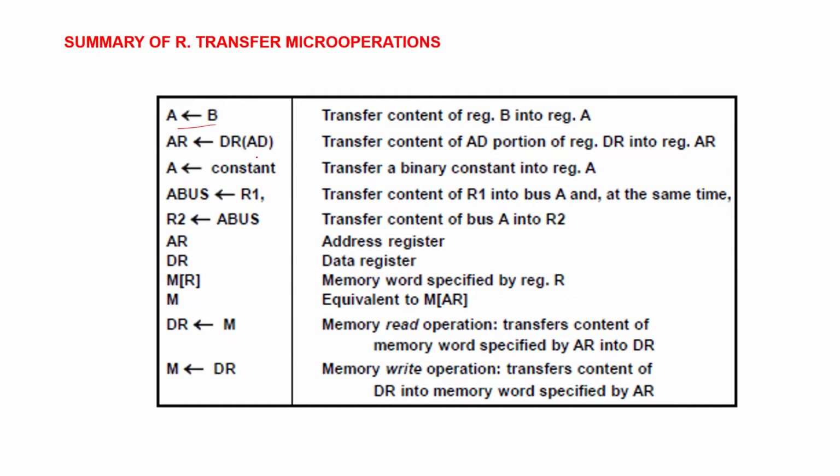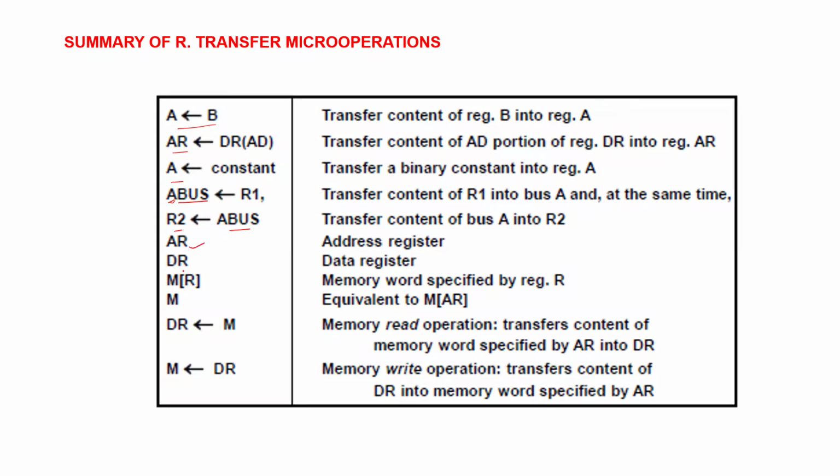So here is the transfer from one register to another register, B to A. And again, the contents of a particular portion of a register can be transferred into the register AR. From the data register DR, we can transfer to the address register. And some constant value can also be transferred here. And again, the contents of register R1 can be transferred to the bus, given as bus A at the same time. Again, the contents of bus A can be transferred to register R2.